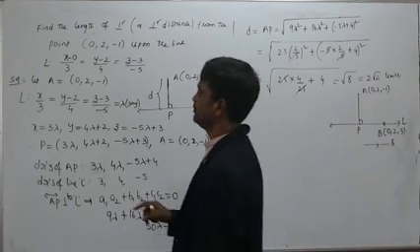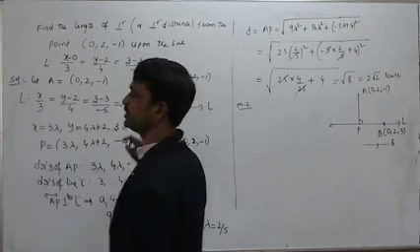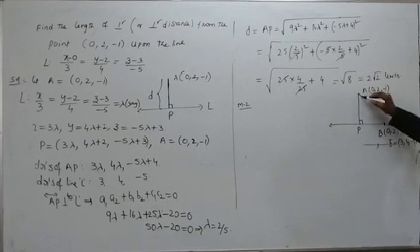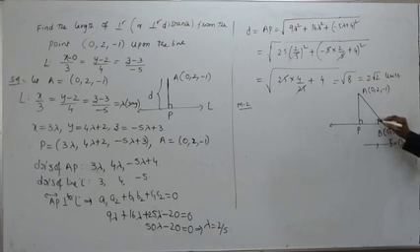The components of B bar become 3, 4, minus 5 only. So the components of B bar are 3, 4, minus 5, that means 3i cap plus 4j cap minus 5k cap. Okay, so now join A and B. Let the angle between AB and the line L be theta.